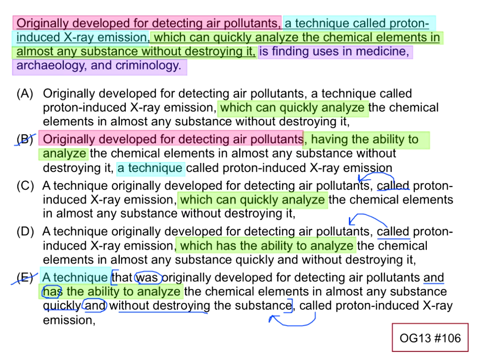So the only one that puts "technique" appropriately next to "called" and doesn't have other errors, because B had other errors, is answer choice A. Now here's the thing. If you go read the OG explanation, they will tell you that the "which" here does refer to technique, not emission. Okay, here's what's going on here.